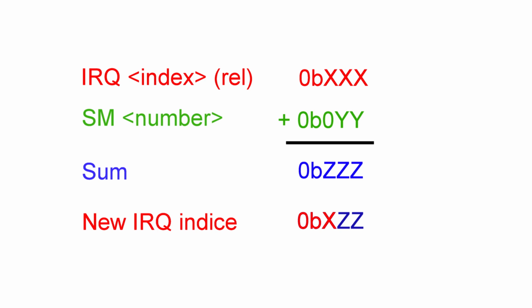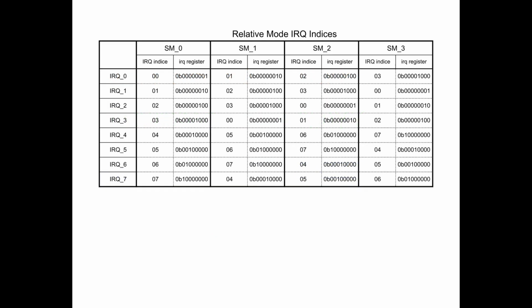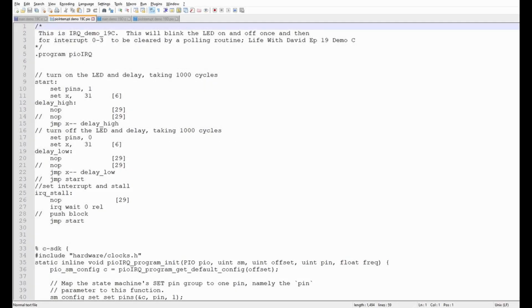In this mode, the two least significant bits of the IRQ number are replaced by the two least significant bits of the addition of the state machine number and the IRQ number. Here's a table that shows the resulting IRQ indices and the resulting IRQ register flags. The next program demonstrates the interrupt identification across multiple state machines.